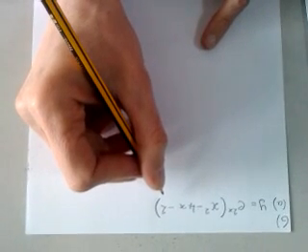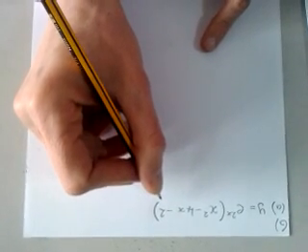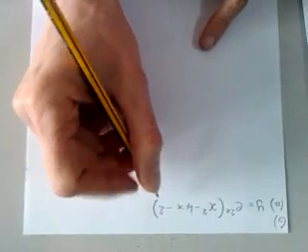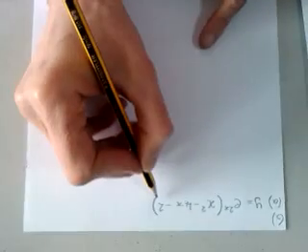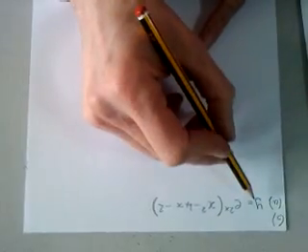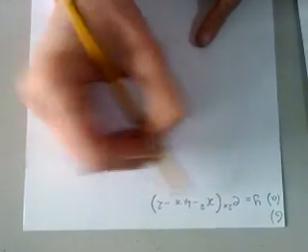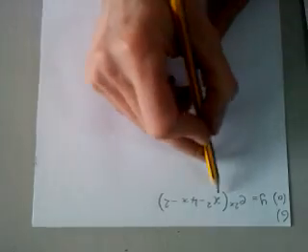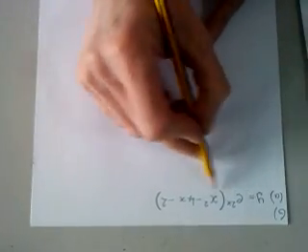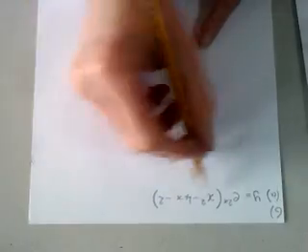January 2009, Core 3 paper, question 6, part A. You're asked to find the stationary points of this curve. To do this, we're obviously going to have to differentiate it. It's going to be done by the product rule. There are two functions, e to the 2x times this quadratic.